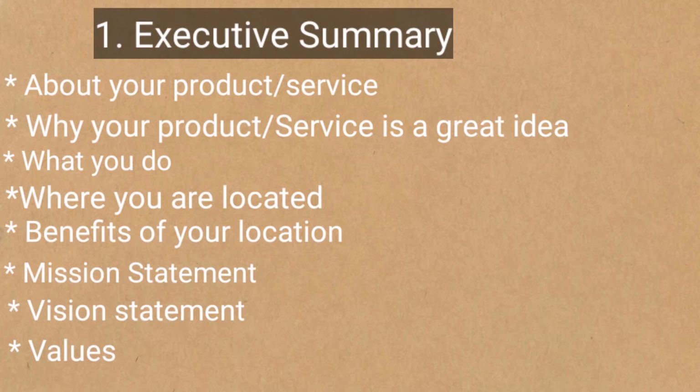It's just a summary. Things that you should include in your executive summary should be things like what you do, what you're selling, where you're located, benefits of your location, why your product is a great idea, your mission statement, which talks about why you're starting the company, how your company will change the marketplace and even the world, your vision statement, which talks about what you want to achieve, whether you want to make money, you want to impact lives, or what it is. And then your values also. Your values should talk about what your company's guiding principles are.